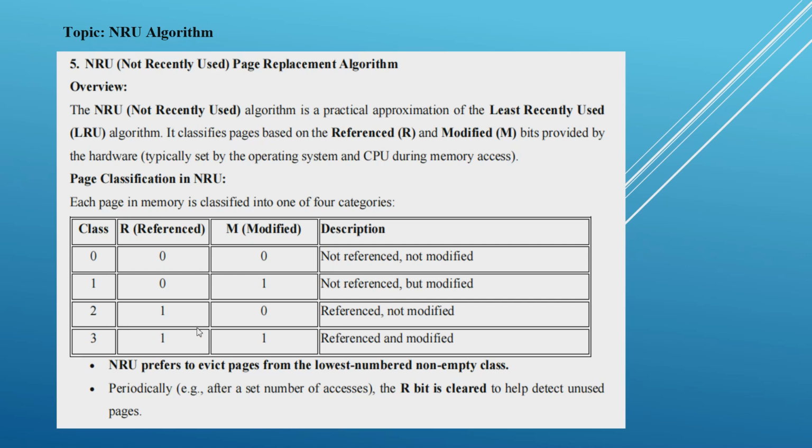Class 2, R is equal to 1, M is equal to 0. The page has been referenced recently but not modified. Class 3, R is equal to 1, M is equal to 1. The page has been both referenced and modified recently. When a page fault occurs, the NRU algorithm will always try to replace a page from the lowest numbered non-empty class, preferably class 0, as those are the least important to keep in memory.